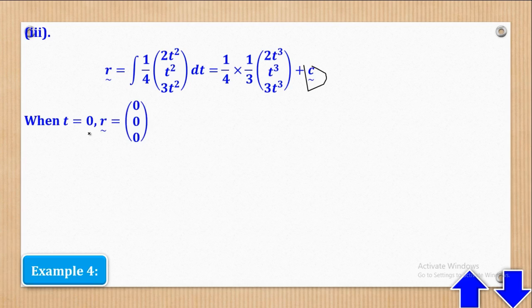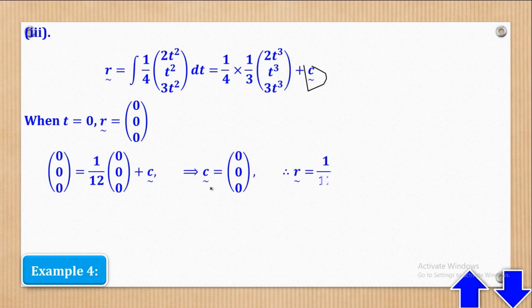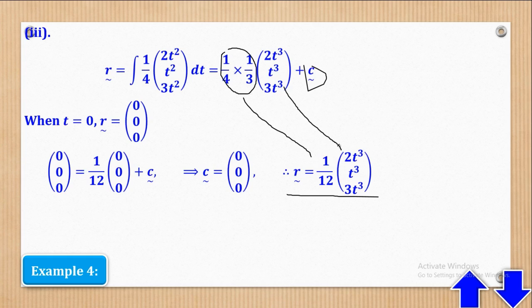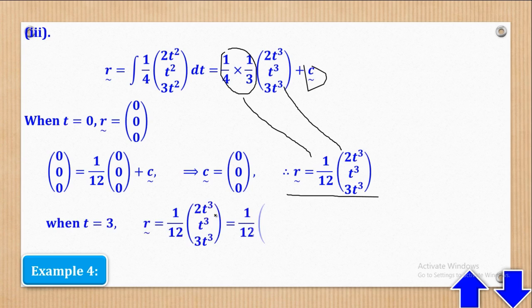When t is equal to 0, initially the particle is at point 0, 0, 0, which is the origin. Therefore, when I substitute, I come up with c being equal to 0, 0, 0. Therefore, my displacement from origin will be 1 over 12, since a quarter times 1 over 3 gives you 1 over 12, times this vector to give you the displacement vector. When t is equal to 3, I substitute for t to come up with my displacement being 4.5, 2.25, and 6.75.